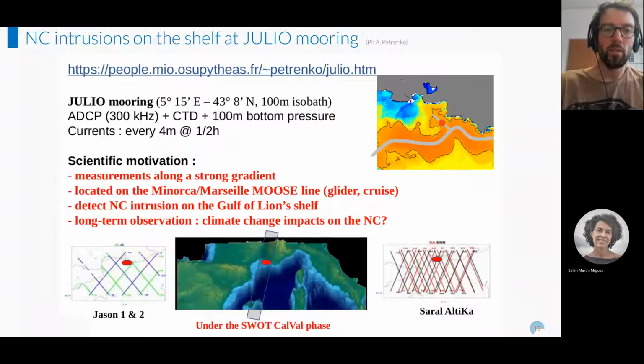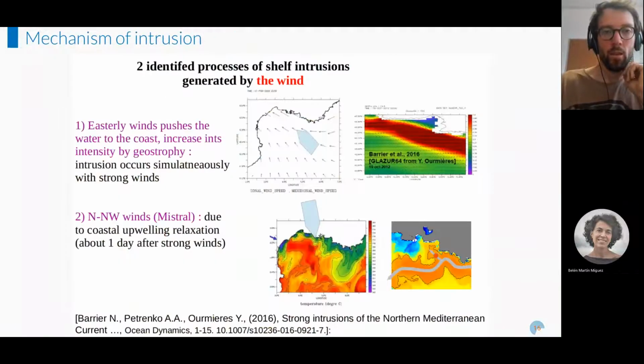There's an ADCP moored at the bottom on the 100-meter isobath, and it measures when the Northern Current goes onto the shelf. It's also located next to the future SWOT track. So it would be interesting to look at this intrusion during the SWOT launch. And some mechanisms of interaction between the wind and the current could be studied to see how the Northern Current can actually intrude on the shelf.